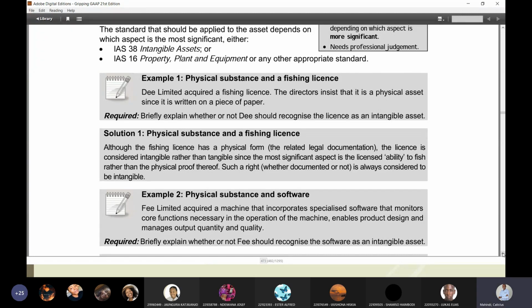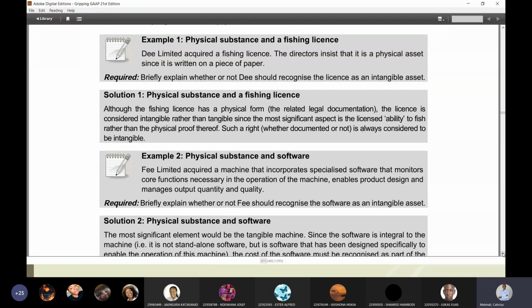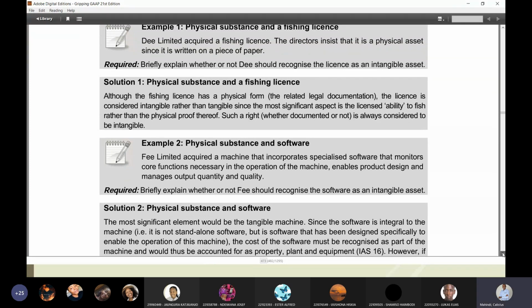So in this aspect now, this is where professional judgment comes in. Which aspect is more significant? Is it the machine or is it the software? Okay. In this instance, you are actually correct. All right. Let us read the solution.